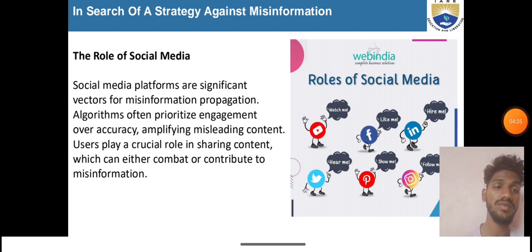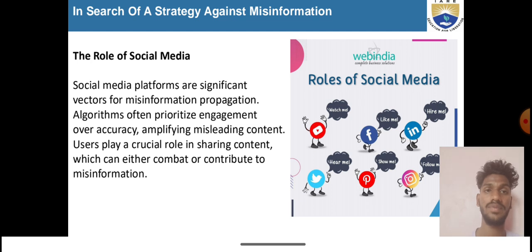Next, here we will see what the social media platforms are: YouTube, Facebook, Instagram, Twitter, LinkedIn, etc. These are the social media widely used by people nowadays, which may spread misinformation rapidly.